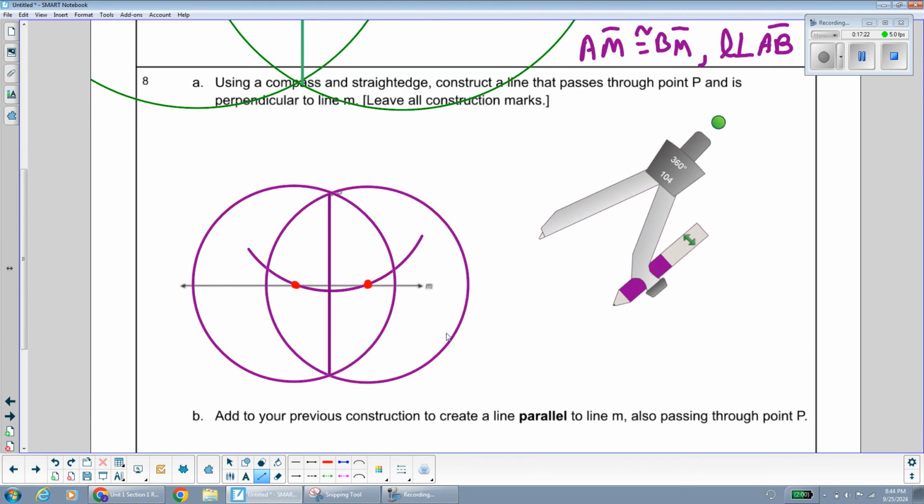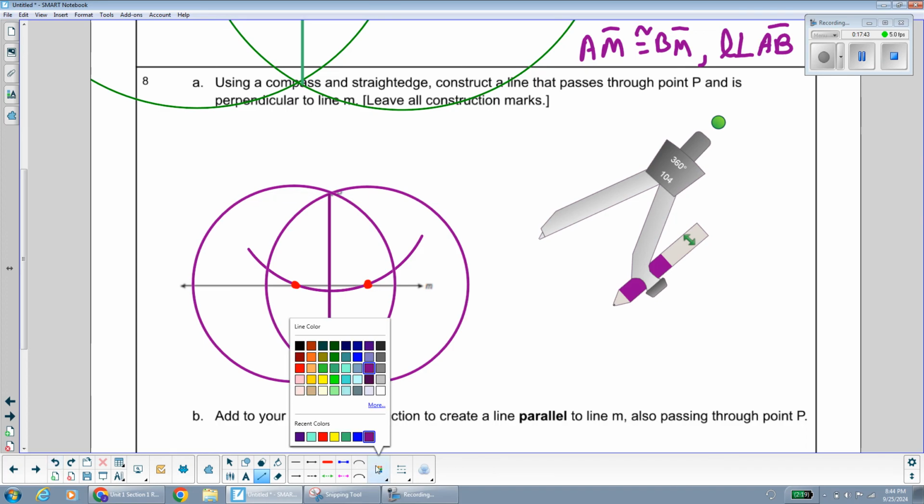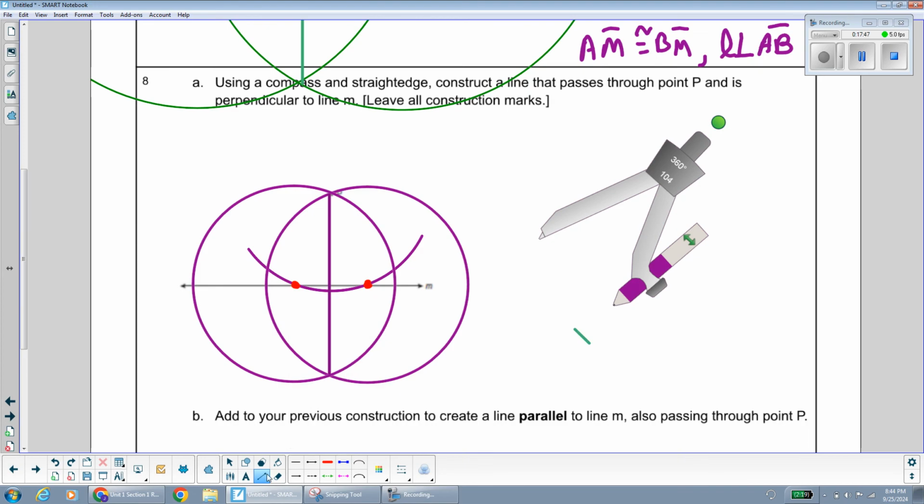Now we're adding to this construction, and our goal is to take this and to end up with, instead of a perpendicular line to P, to also have a line parallel to M passing through P. So it should go like, just to illustrate it, it should be something like this, parallel to the original. But we have to actually construct it, right? We can't just say that we want to do this.